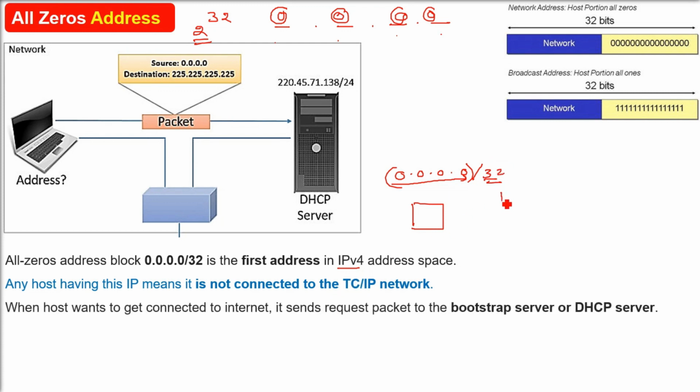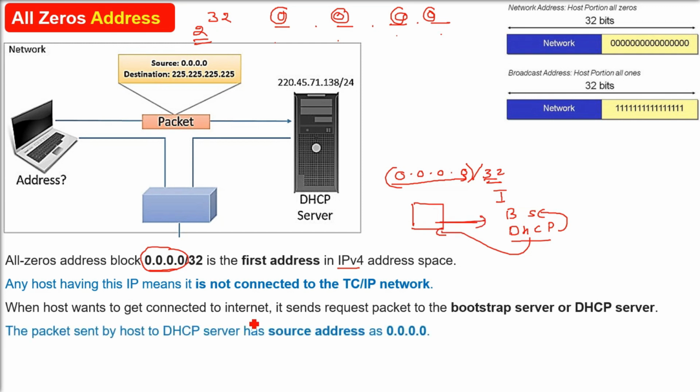Now, when a computer, or you can say a host, wants to get connected to the internet, it will send a packet to the IP service giver. What can be the IP address giver? It can be a bootstrap server, it can be a DHCP server. DHCP simply dynamically allots you an IP address, whichever is available with it. That is the only work of DHCP, and you can call the bootstrap server the pre-form of DHCP. DHCP is based on bootstrap. So the packet will be sent by the host to the DHCP server.